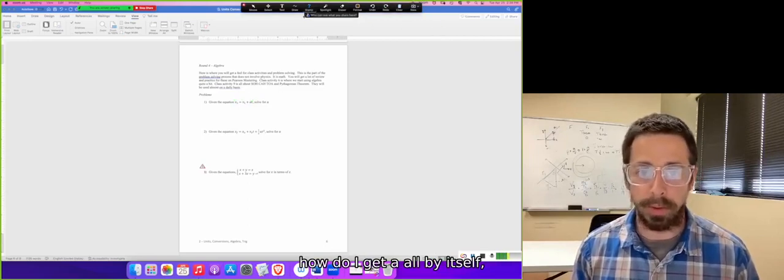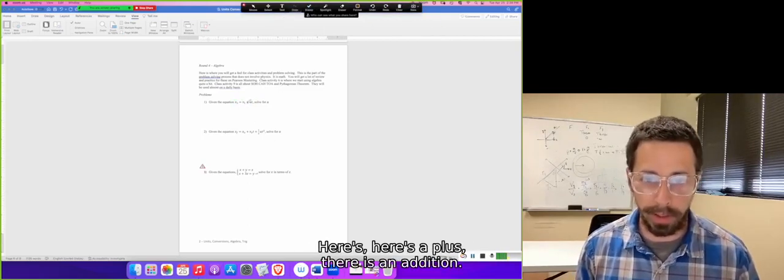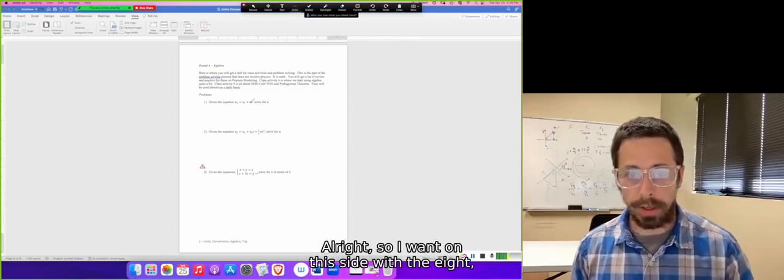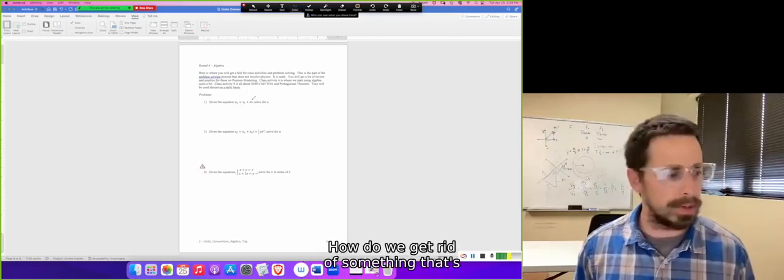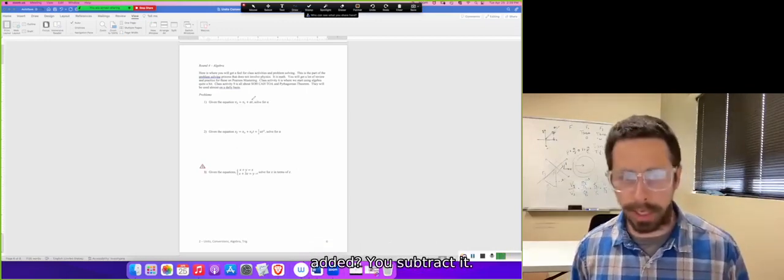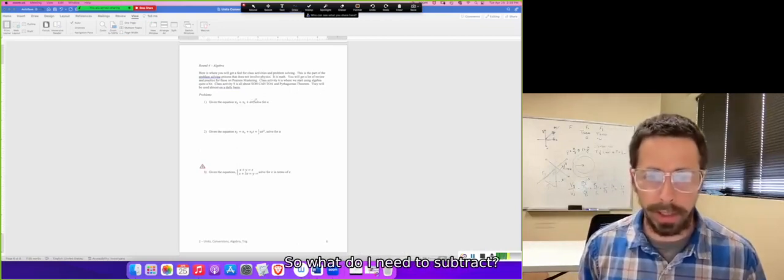How do I get A all by itself? I got to think about what are the operators happening around it, right? Here's a plus. There's an addition, right? So I want on this side with the A. So I need to get rid of that thing that's being added. How do I get rid of something that's added? You subtract it. So what do I need to subtract? I need to subtract V1, right?